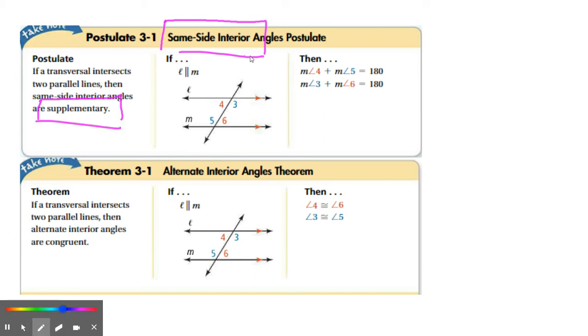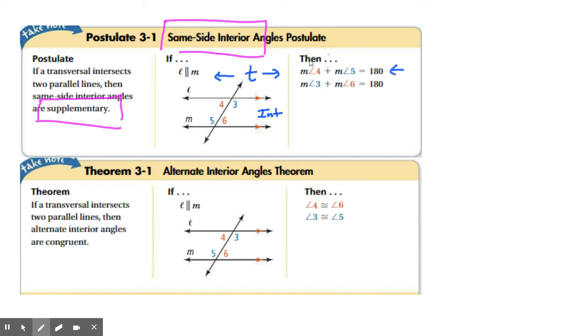So in this picture, when we talk about same side, we mean same side of the transversal. This is your transversal T. So you have this left side and you have this right side. So 4 and 5 are on the same side, and they're in the interior. Remember, this is the interior space. So 4 and 5 are on the same side of the transversal. In the interior, they're going to be supplementary.